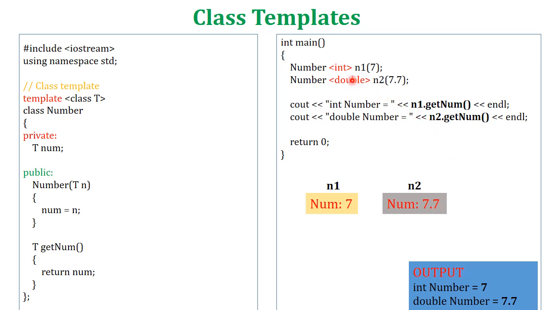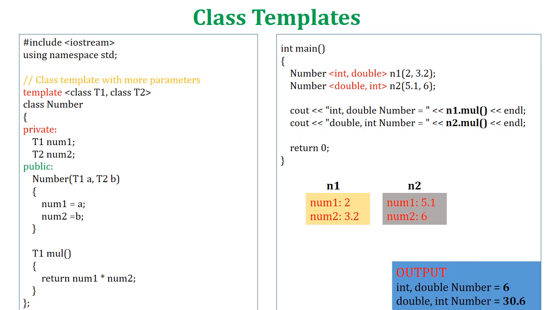So now n1.getNumber, automatically the function is invoked. Then it will return the result. So now we are using the n1 object, right? What is the value inside? 7, that will be printed. Then n2.getNumber, then it will go to here, then it will return the number. So we are using the n2 object. Inside the n2 object, what is the variable value? 7.7, that will be printed here.